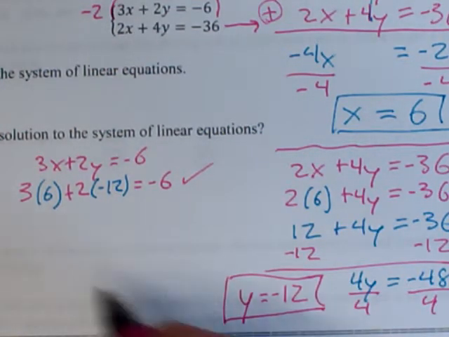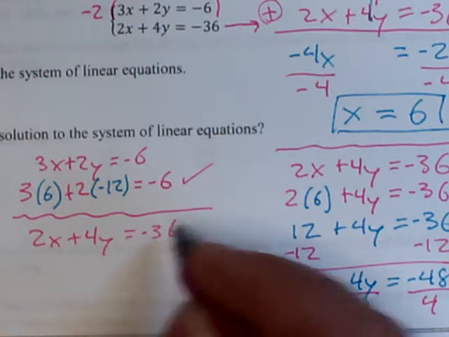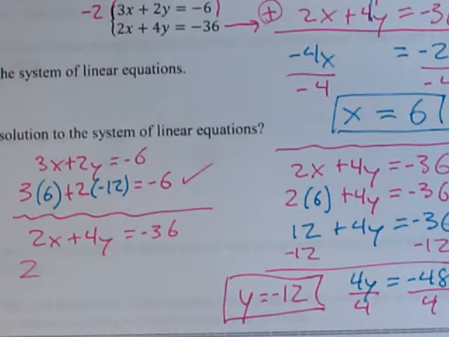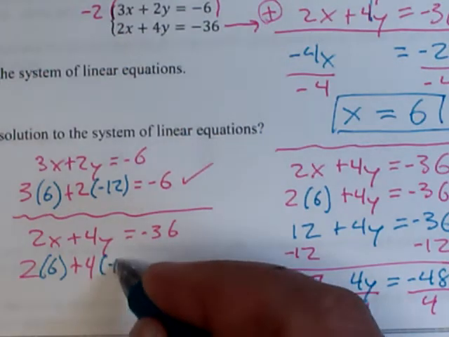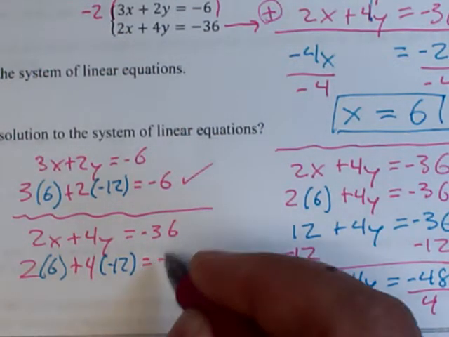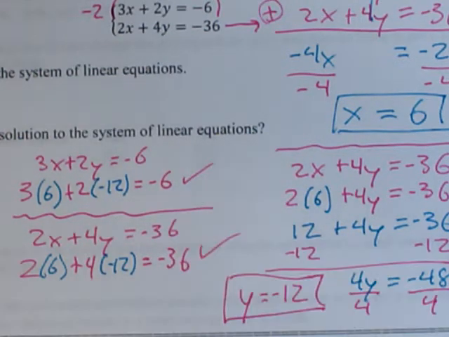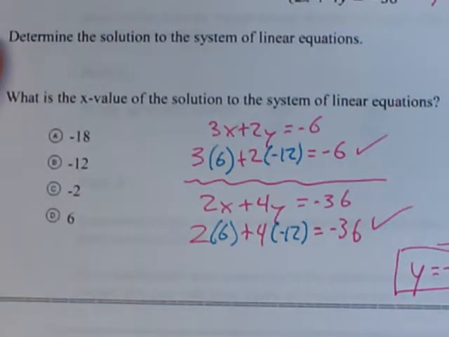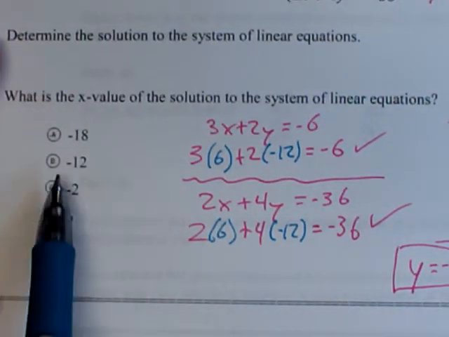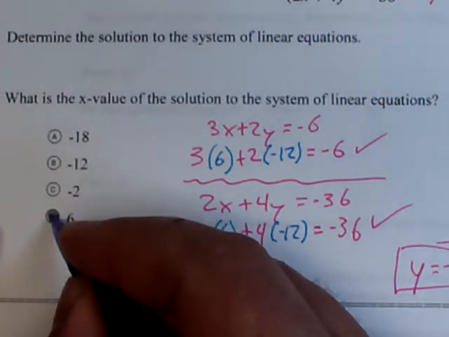The second equation is 2x plus 4y equals negative 36. And so I get 2 times 6 plus 4 times negative 12 equals negative 36. Okay, and that's 12 plus negative 48. And it gives me negative 36. Yep, that works out. Okay, so a little bit of care is required here because it's saying what is the x value to the solution, and even though our y value was negative 12, we need to just keep track of the fact that x was 6. So our answer was 6.